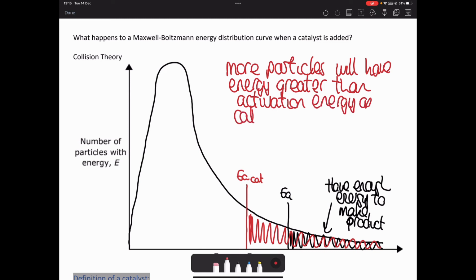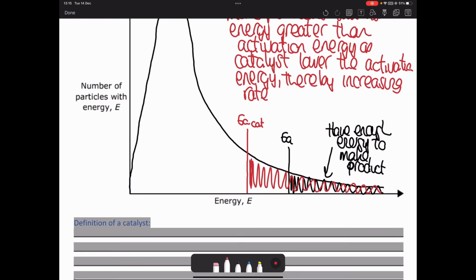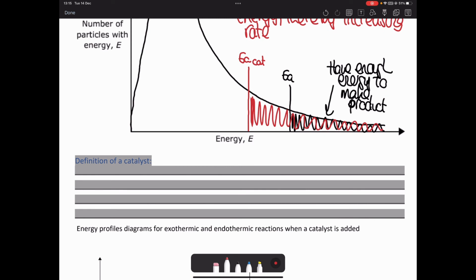As catalysts lower the activation energy, and thereby increase the rate. Okay. So, junior cycle, you would have had the definition of a catalyst being something that speeds up a chemical reaction without being used up. So now we just have to leaving cert proof it.